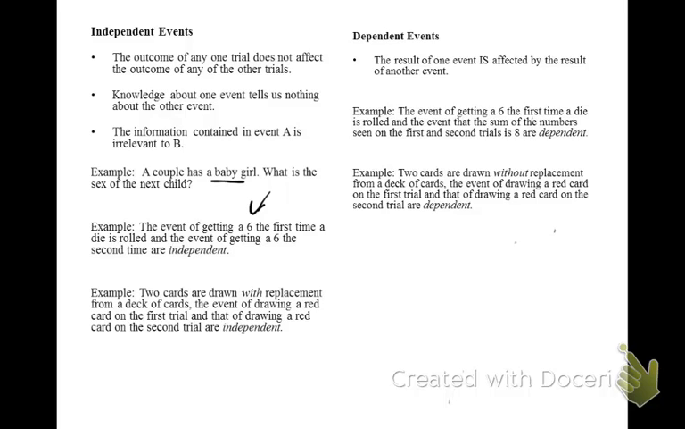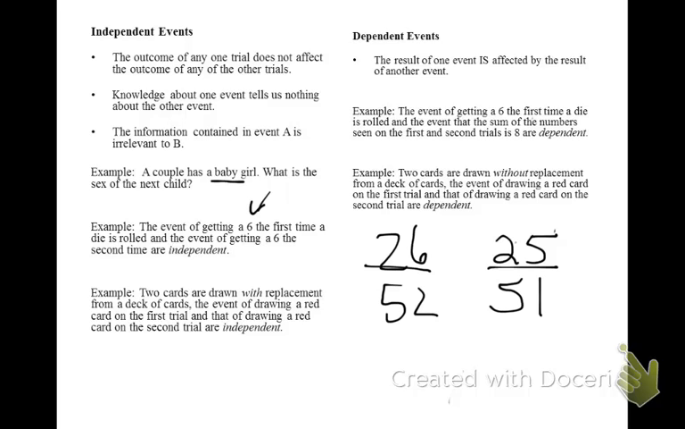Two cards are drawn without replacement from a deck of cards. So let's think about a deck of cards. If you get a red on the first trial, there's 52 cards in a deck, and out of those 52, 26 of them are going to be red. But if you're drawing without replacement, then the next time you try and get a red card, there's only 25 red cards left in that deck. And 52 has changed also. You took away one of them. There's only 51 cards. So you've changed the probability.